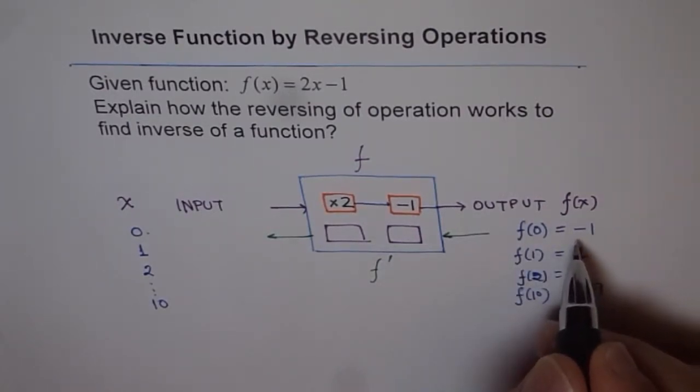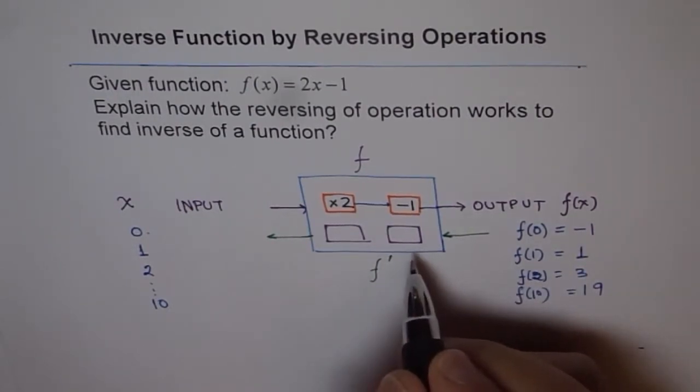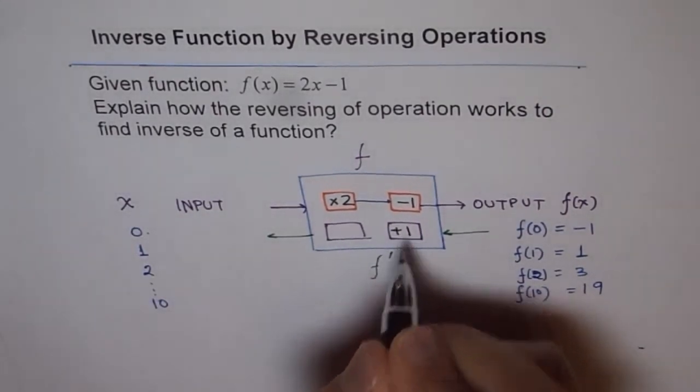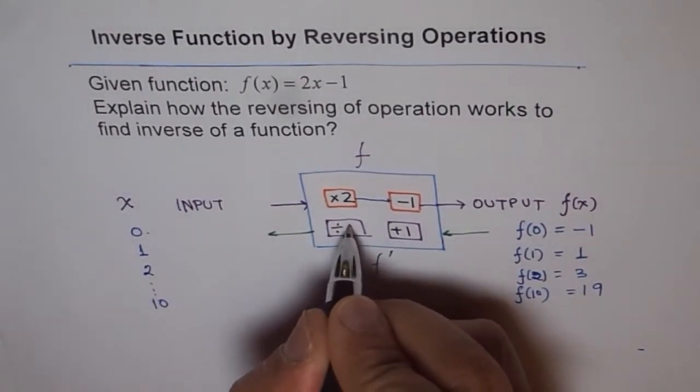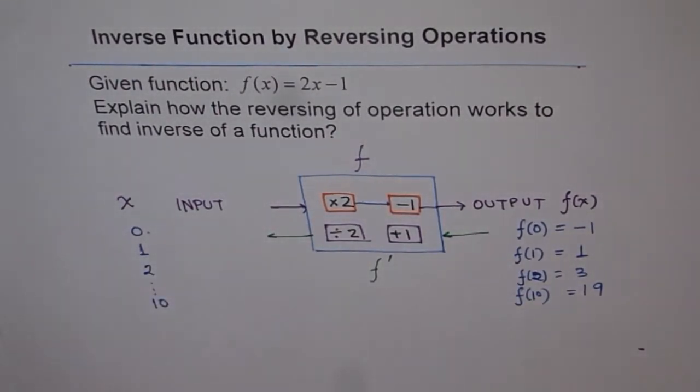When we get input from this side and we have to perform the inverse of a function, then we should do the reverse of the operation. That is, we should add 1 and then divide by 2. If I do that, I should get my input back. That's the whole idea: to get the input back from the output. Let's see if it works.